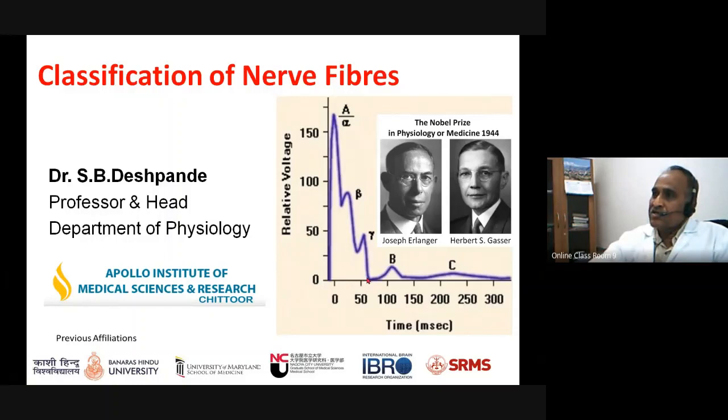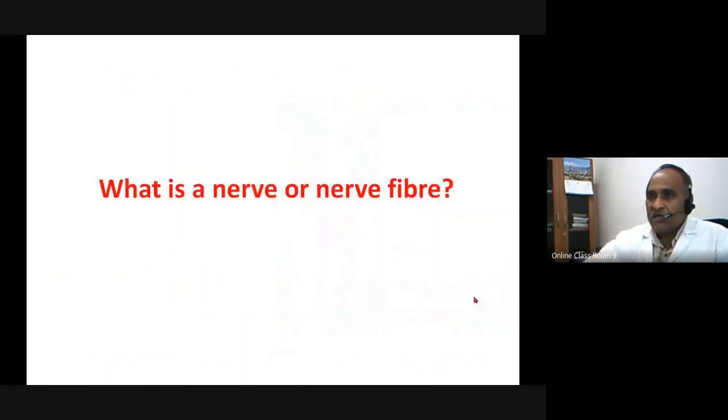I have here in this picture Erlanger and Gasser, the Nobel Prize winners in 1944, and their work to classify the nerve fibers. I will deal with this in a separate slide along with my discussion. Coming back, I'm just posing a simple question: what is a nerve or a nerve fiber?